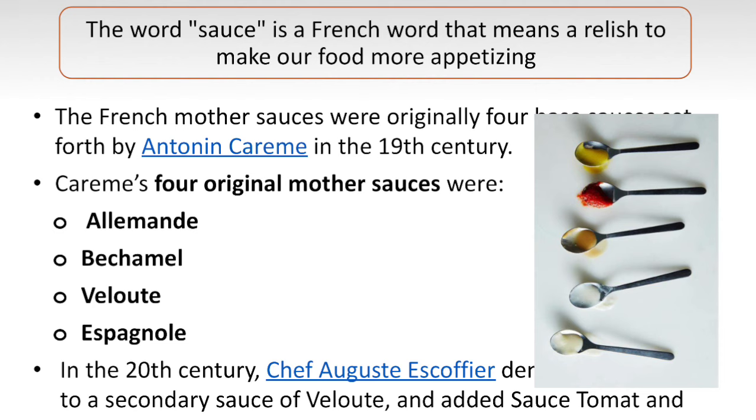All right, to go nicely with your meal and your meat and your veggies, you can have different sauce and nappage with sauce allemande, sauce béchamel, sauce veloutée, sauce espagnole. That's very good.